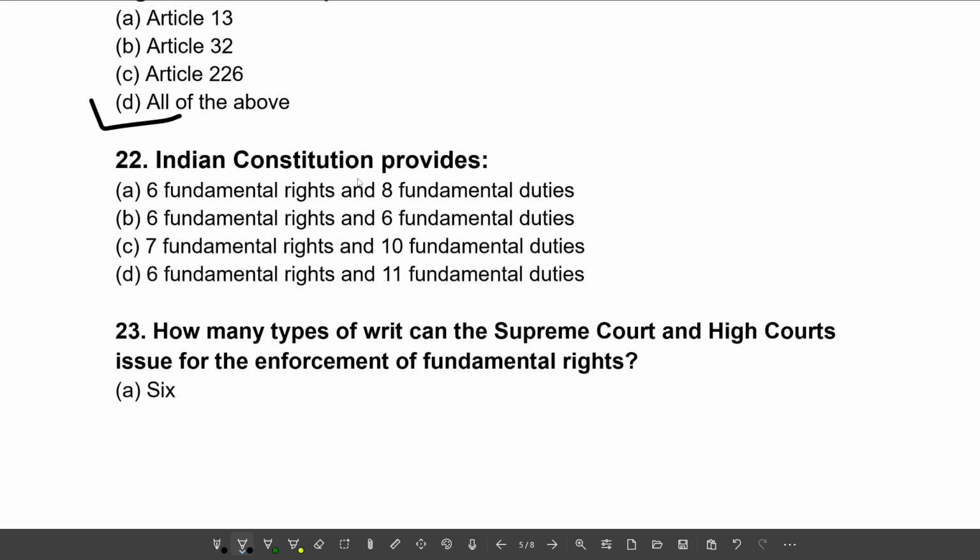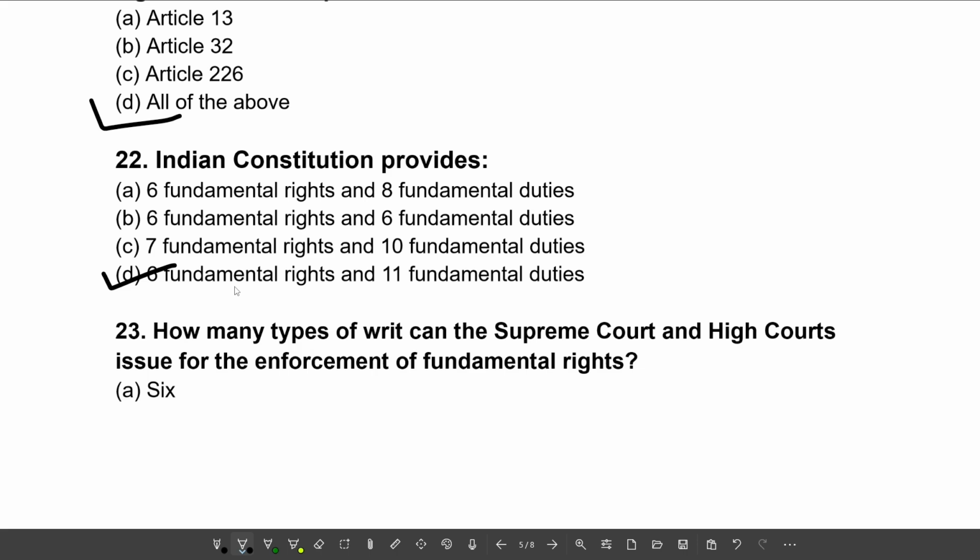The Indian Constitution provides option A, 6 fundamental rights and 8 fundamental duties, option B, 6 fundamental rights and 6 fundamental duties, option C, 7 fundamental rights and 10 fundamental duties, option D, 6 fundamental rights and 11 fundamental duties. So the correct option will be D, 6 fundamental rights and 11 fundamental duties.